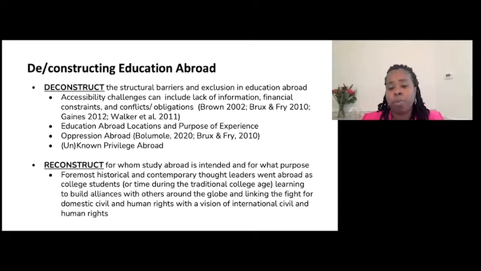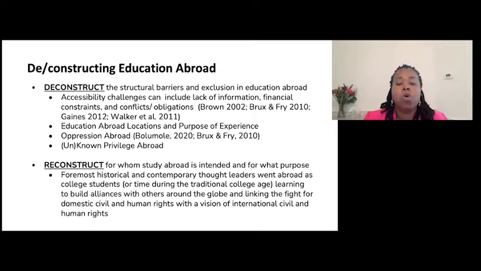This starts with considering the structural challenges, whether real or assumed by students who may not see themselves as someone who should go abroad. Lack of information, financial constraints, and familial or community responsibilities can all be barriers, and students are not always aware of how to navigate those things or who to go to and feel comfortable asking about them, particularly when staff running the programs don't share the same social locations or experiences.